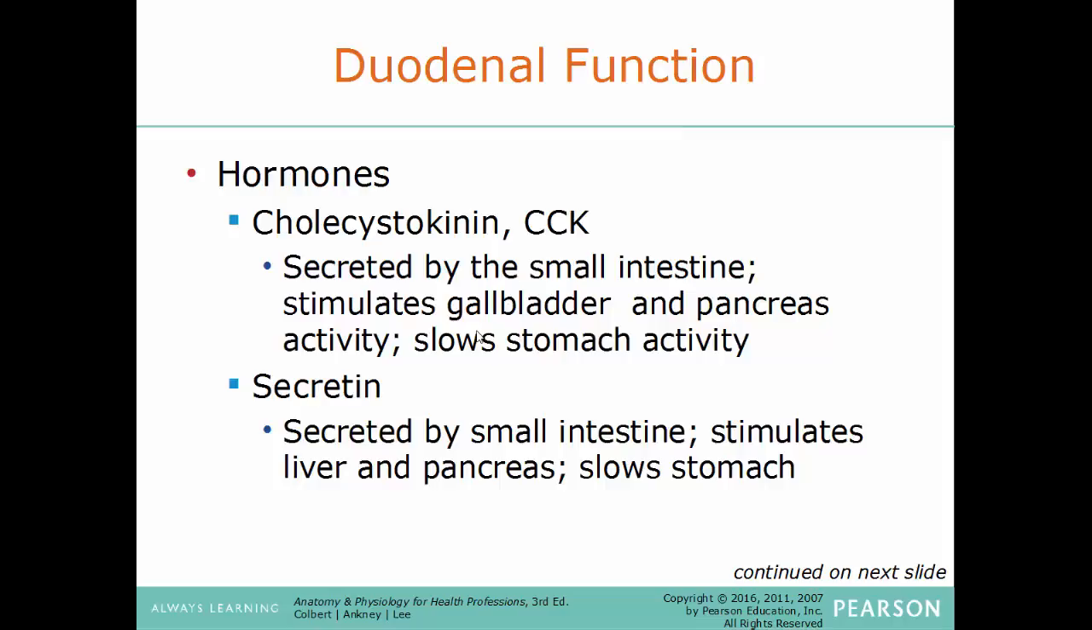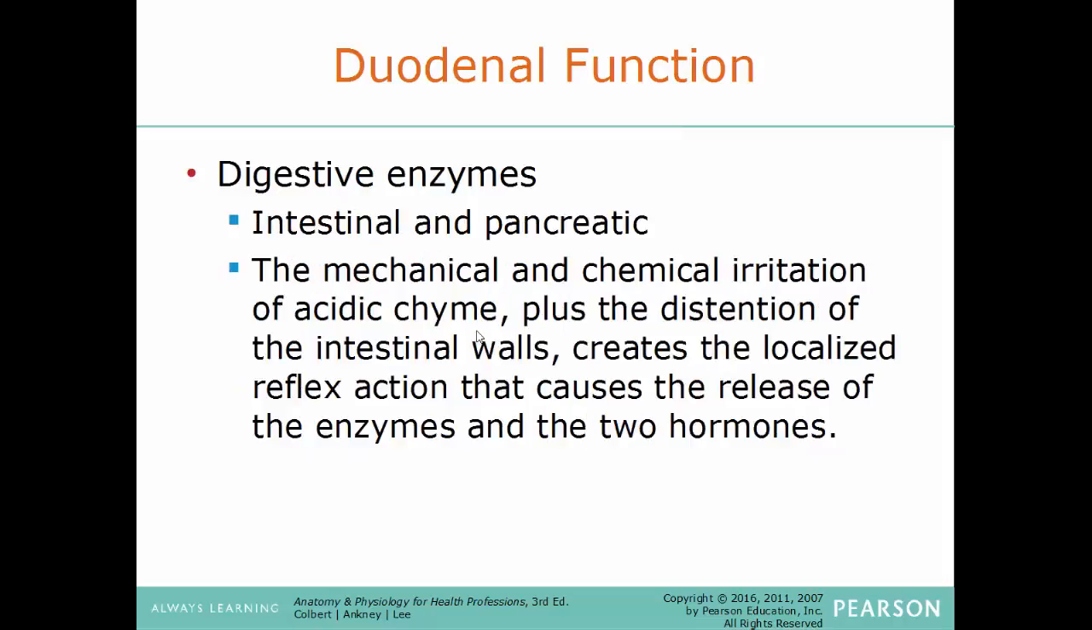This is secreted by the small intestine, and its function is to stimulate the gallbladder, and also stimulate the pancreas, and also to slow stomach activity. Another hormone that you'll find here, secretin, will be secreted by the small intestine. This will stimulate the liver and also the pancreas. It will also slow down stomach activity, because remember the small intestine can only handle so much at a time. Some digestive enzymes, they'll be intestinal and also pancreatic. The mechanical and the chemical irritation of the acidic chyme, plus the distension of the intestinal walls, creates the localized reflex action and causes the release of the enzymes and the two hormones.